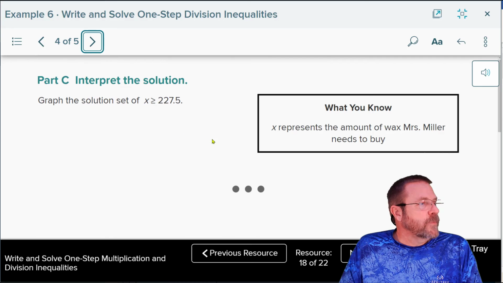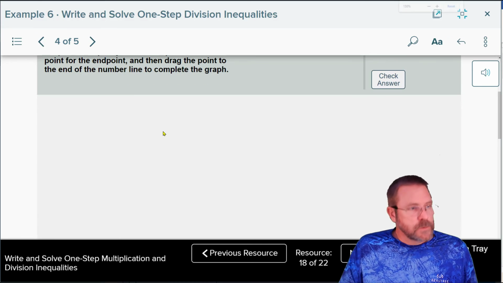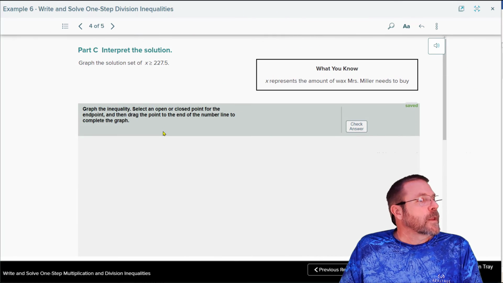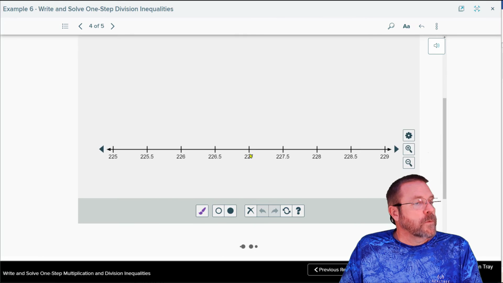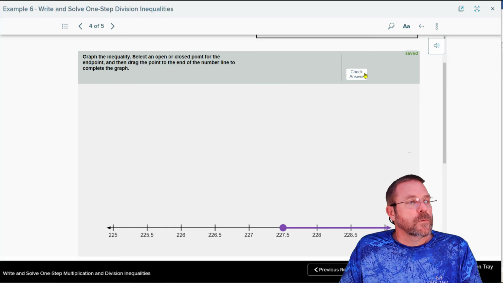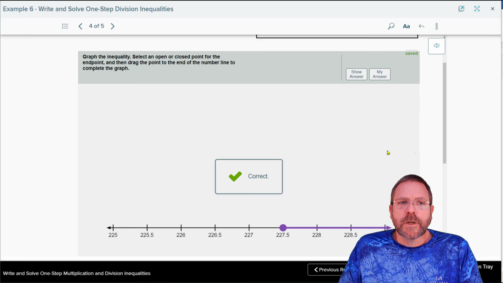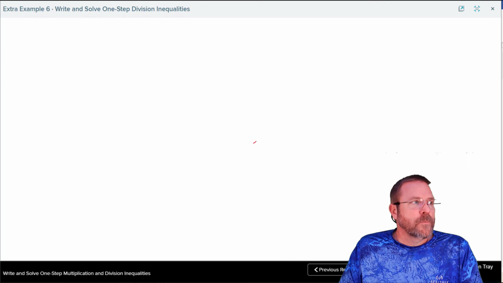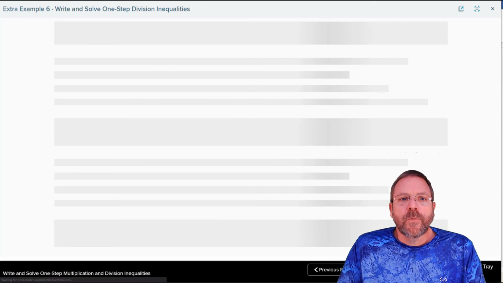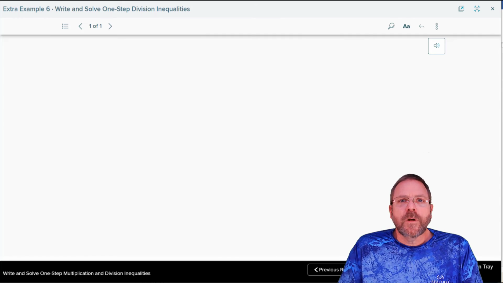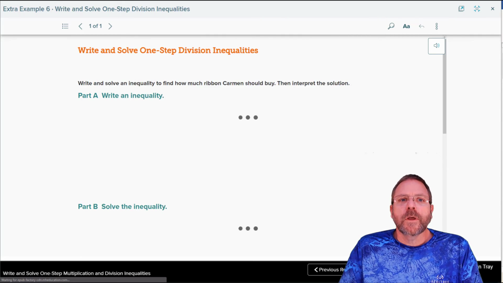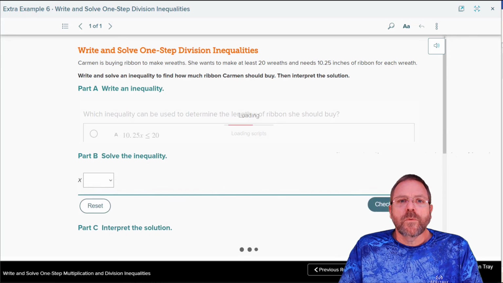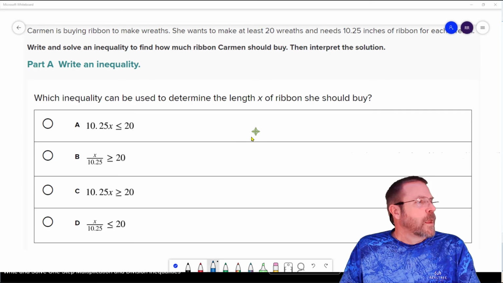If you were to graph that, let's zoom out a little bit. That was x is greater than or equal to, solid circle, 227.5 goes to the greater than or equal to side. Check your answer. Nothing to do on these things, guys. You know how to do it. Make them count. Now you're on extra example 6, the last problem for you to work on your own. Go ahead and pause the video, work this one, and check your answers.